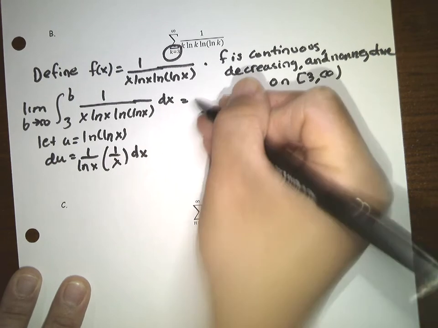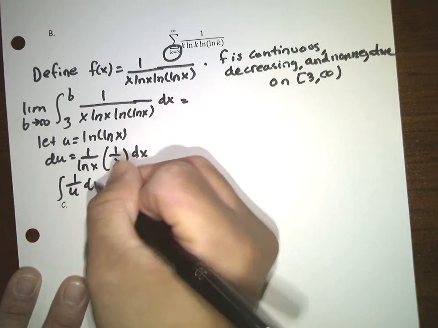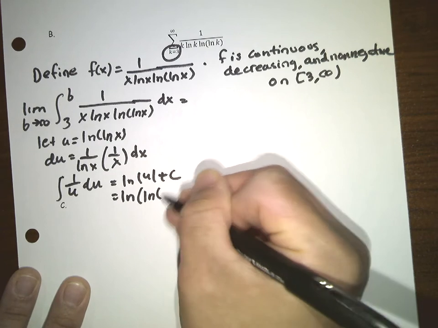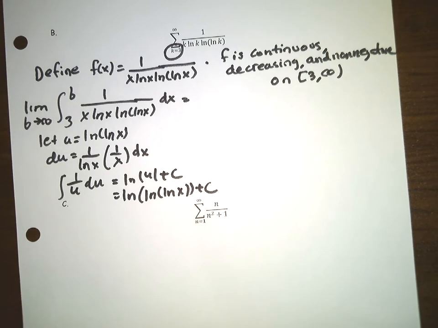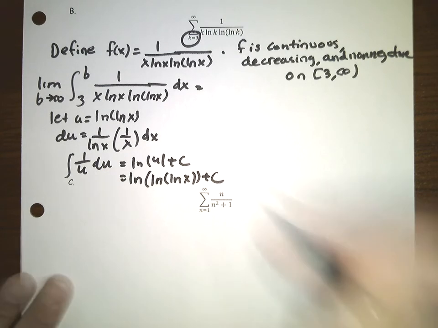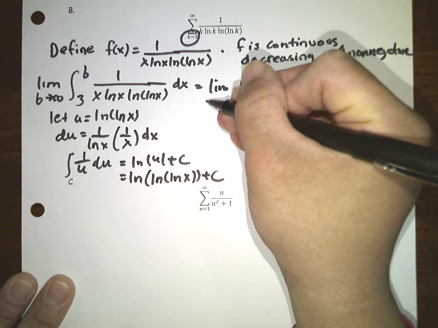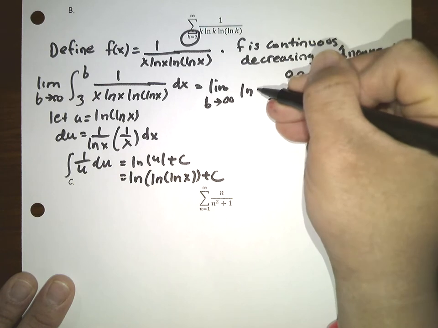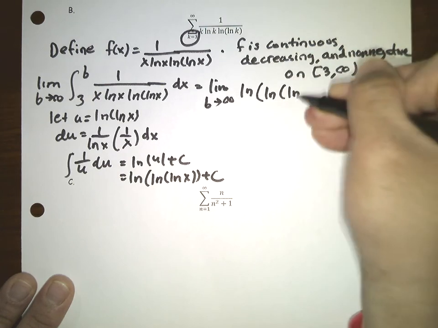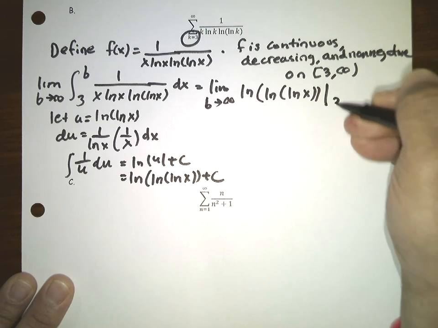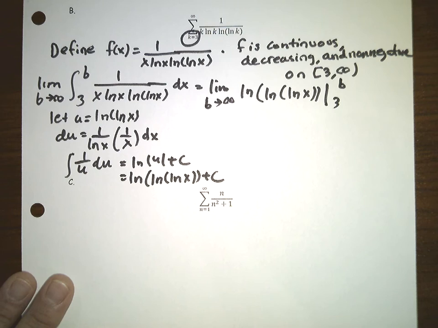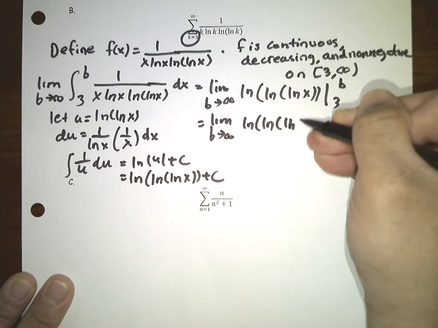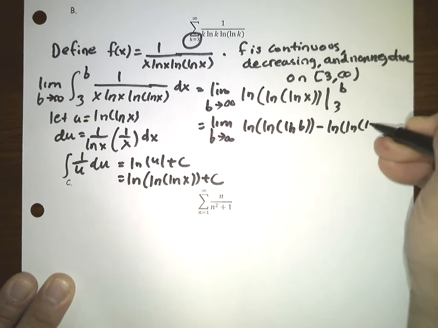So this indefinite integral is just the integral of 1 over u du, which is natural log of the absolute value of u plus c, or natural log of the natural log of the natural log of x plus c. All right, so now what are you going to do with that information? Well, that means that this improper integral is the limit as b goes to infinity of the natural log of the natural log of the natural log of x, evaluated from 3 to b. So now if I do this, I have a limit as b goes to infinity of the natural log of the natural log of the natural log of b minus the natural log of the natural log of the natural log of 3.